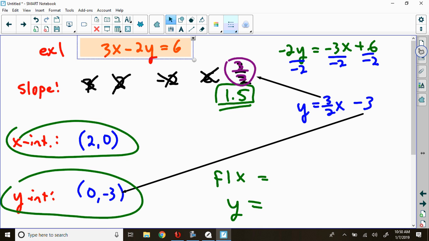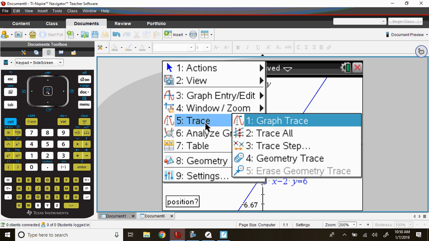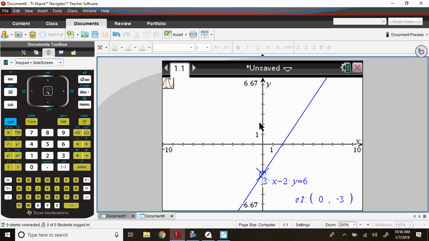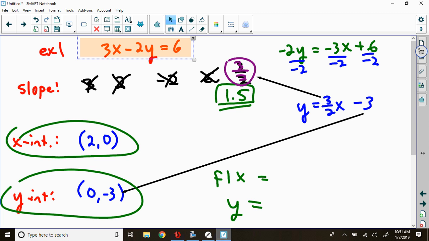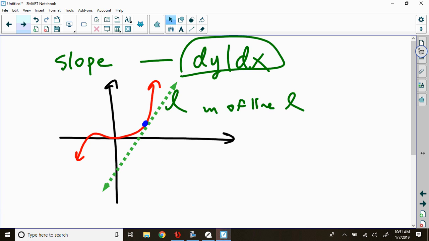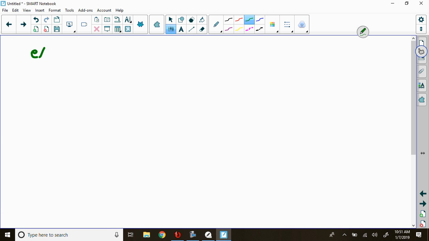So there's example 1, our x-intercept. Menu, trace, graph trace. That'll find your 0, which is your x-intercept, and also your y-intercept. Pretty easy, huh? It's pretty cool. So hopefully with this, you'll have a better idea of how the calculator operates, and you'll feel more comfortable about using it. So let's look at example 2. There are just 3 examples we're looking at.